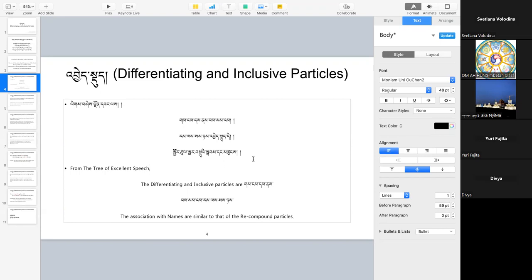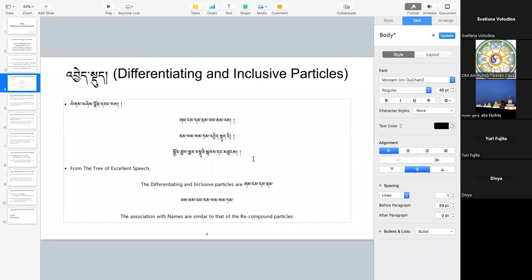What do we mean by the differentiating usage case? Differentiating usage cases are the type of statement in which you use the differentiating particle in order to differentiate or split a major class into smaller subclasses. And what is the inclusive case? The inclusive case is when you bring many subclasses and combine them all together into one major class by the usage of the inclusive particle.